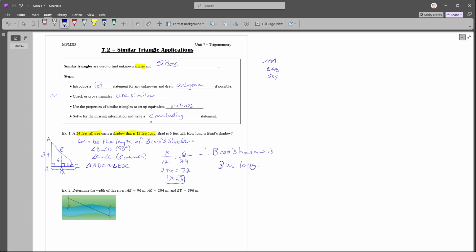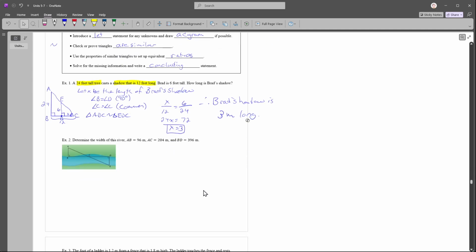So we followed the exact steps that were laid out up here. We had our let statement. We drew a diagram. We checked and proved that the triangles are similar. We found some ratios, and we wrote a concluding statement. Now that's about as simple as the problem's going to come. So let's go do something a little bit more advanced now.